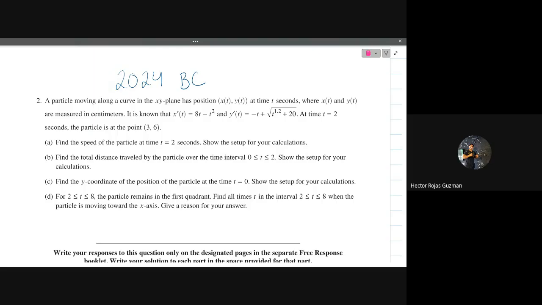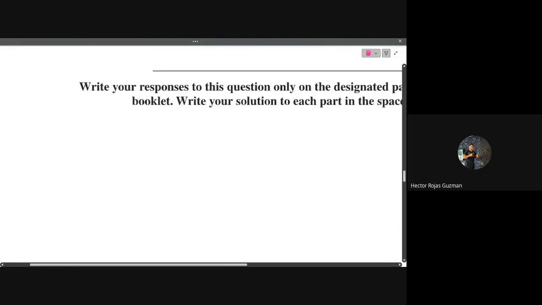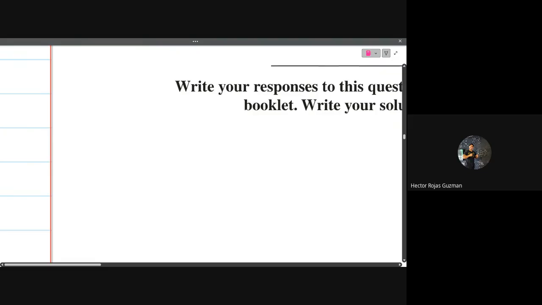Okay. All right. So we have a particle moving along the curve in the xy plane. I can see that we're given x prime, we're given y prime, and we're also given the position of the particle at 2 seconds. So this is going to be our initial condition. Find the speed of the particle at t is equal to 2. Show the setup for your calculations. All right, let's go ahead and get started.